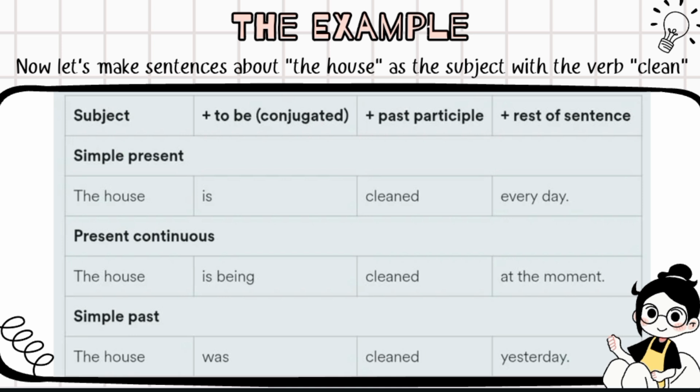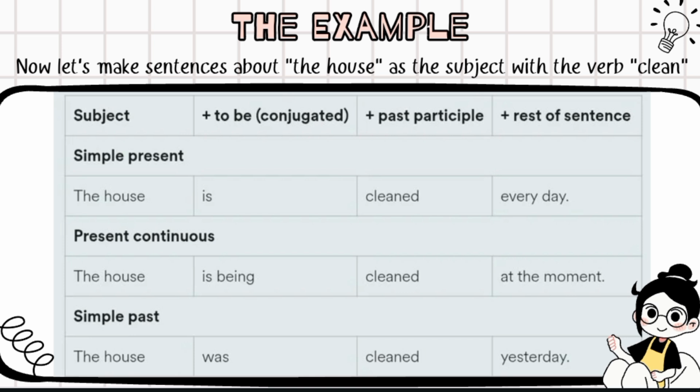Now let's make sentences about the house as the subject with the verb clean. Here is the example. When we use simple present, the to be used is is, because the subject is only one. The noun is not plural. If it's plural, we need to use are, so maybe like the houses are, like that. And then use cleaned, and then use the rest of the sentence like every day.